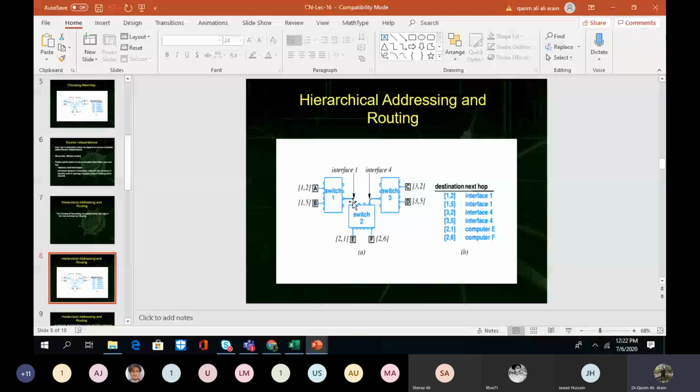That would be this one. This is interface 1, which is connected with packet switch 1, and that would help you reach destination 1, 2, right? And in the same way, if you are talking about 1, 5, what is 1, 5? The destination. That is where your computer B is connected.